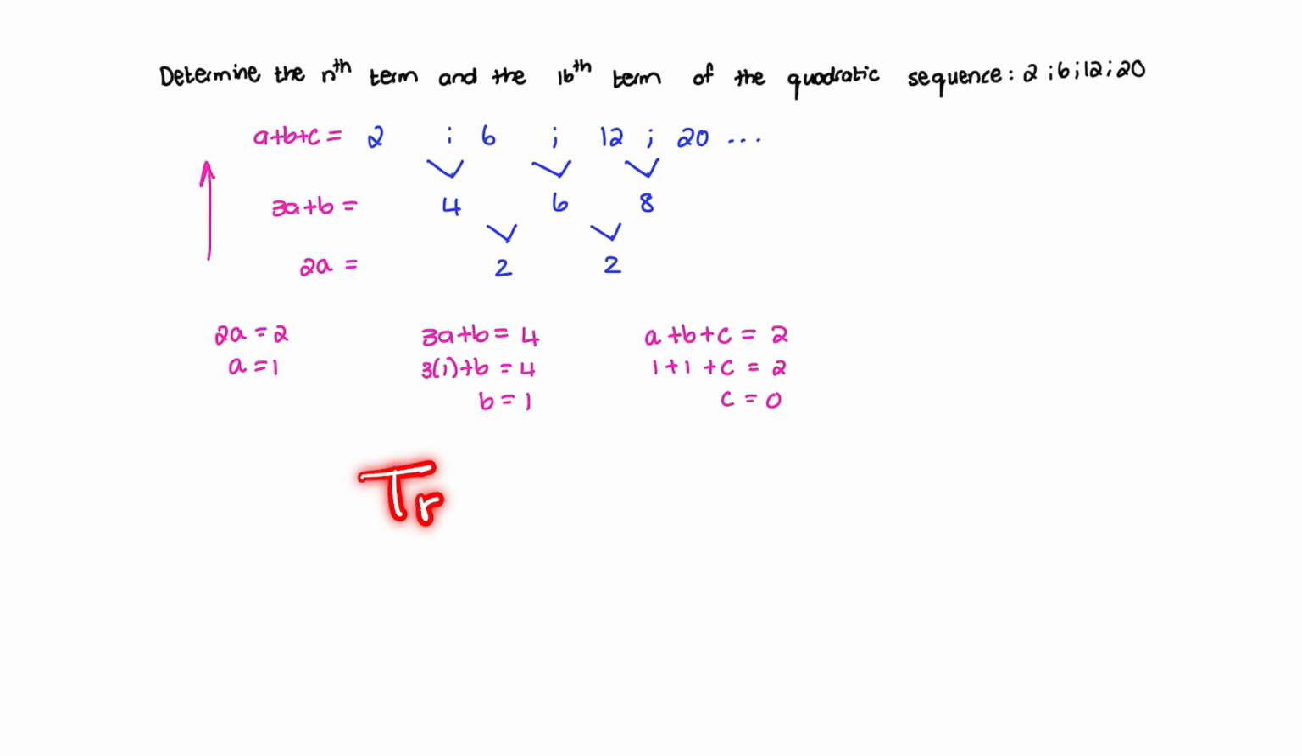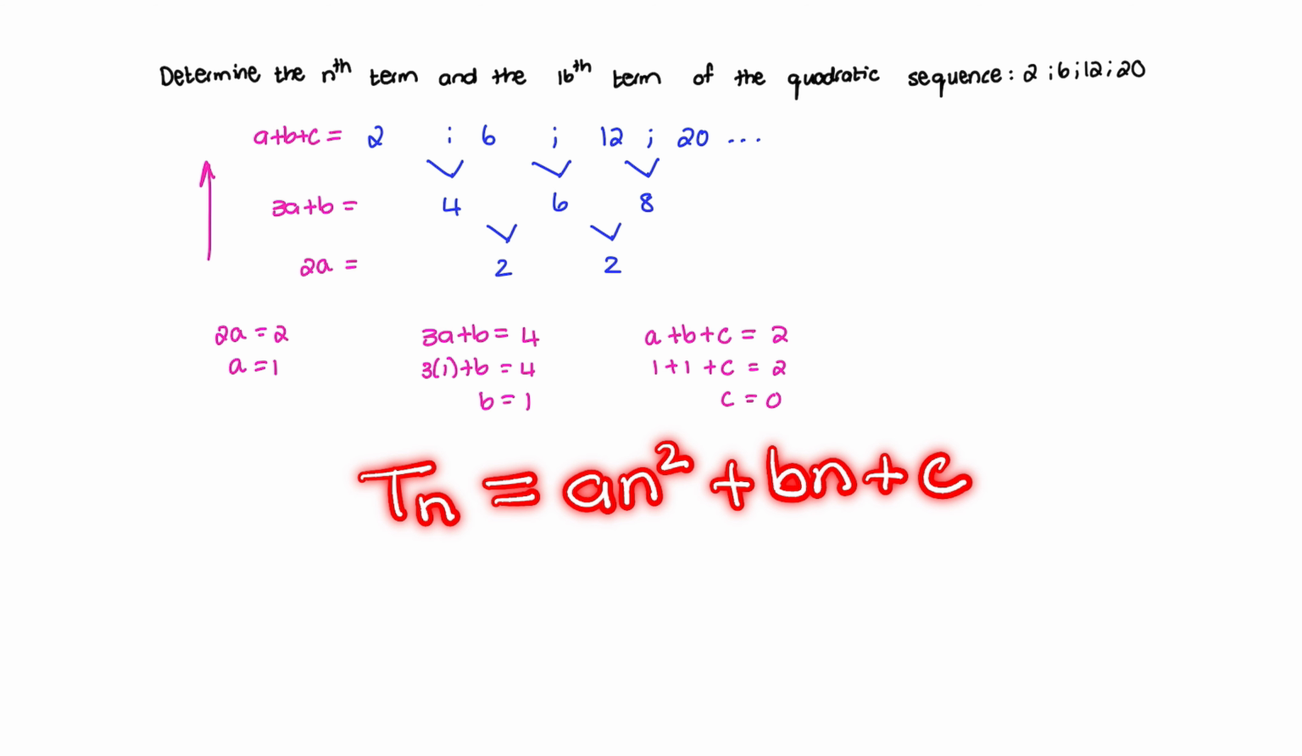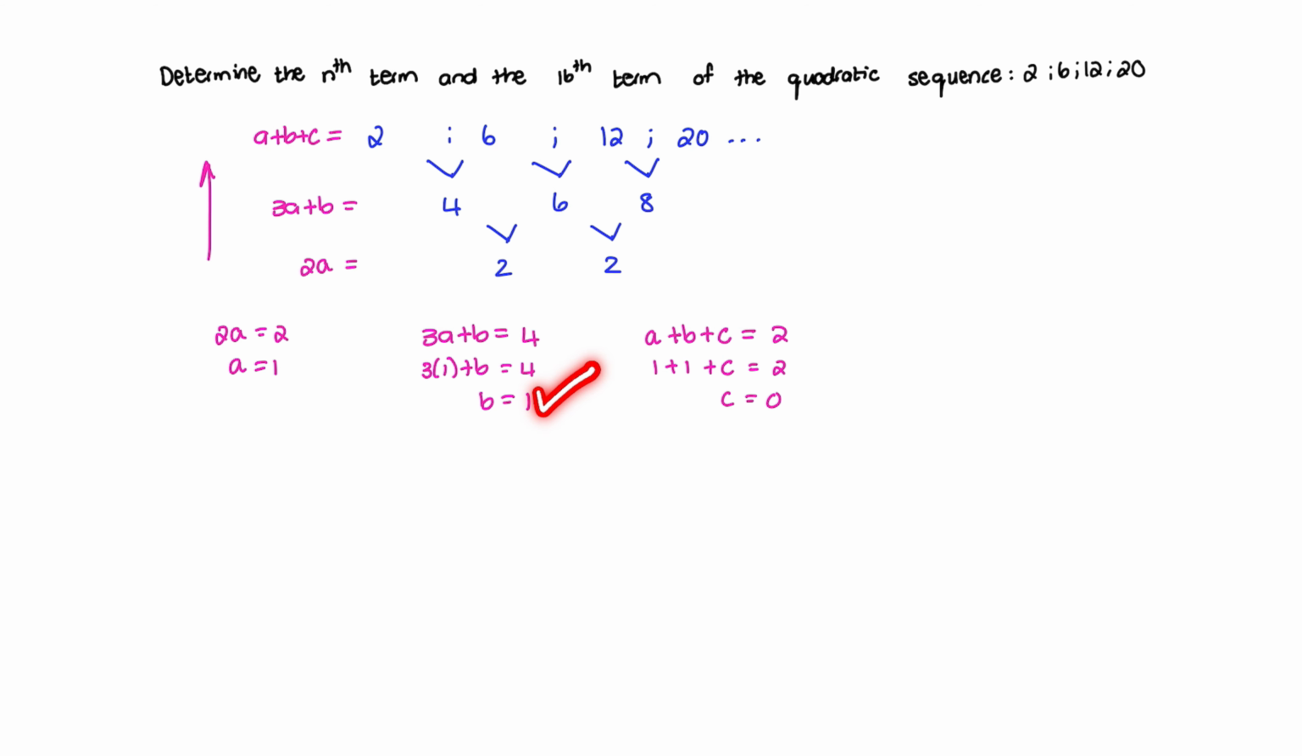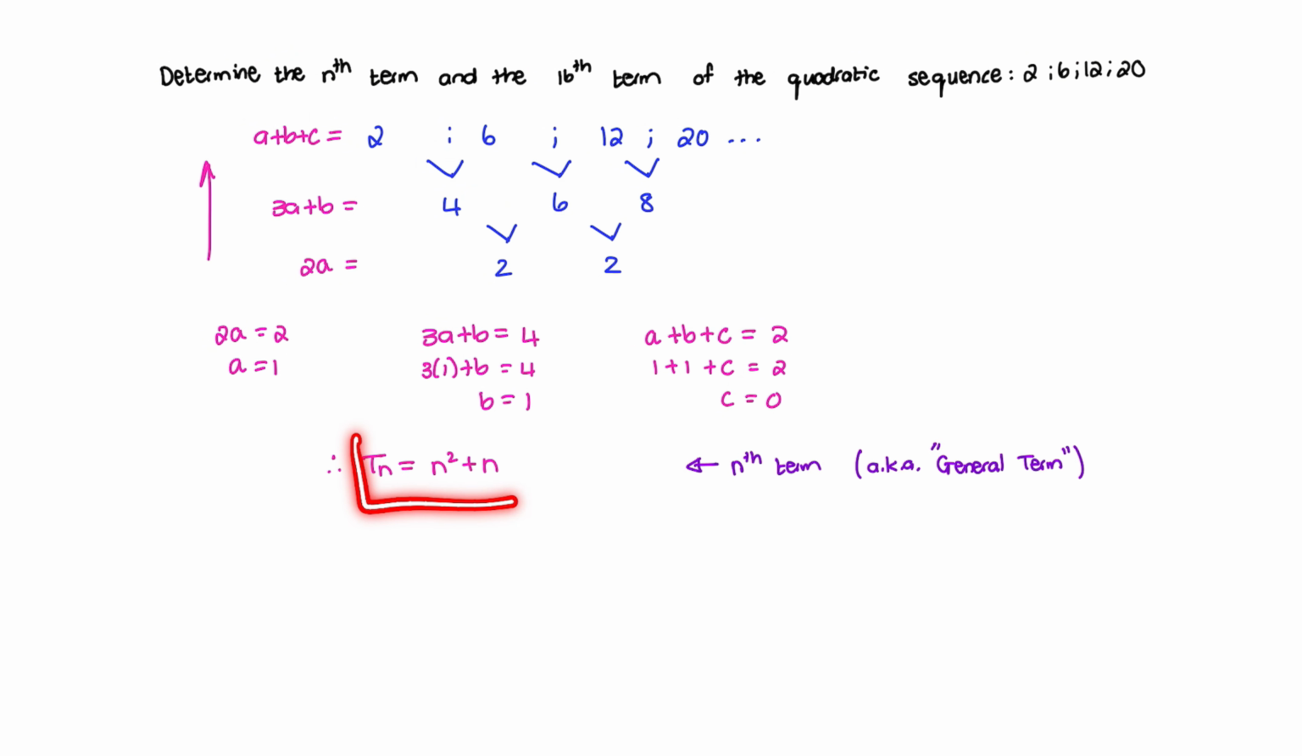So for the general term, we have Tn is equal to an squared plus bn plus c. So the a value would be equal to 1, the b value is also 1, and c is 0. So that leads us to a general term of n squared plus n. So in front of n squared, we have the a value of 1. And in front of the n, we have the b value of 1. And the c value is 0, and we do not need to write that.